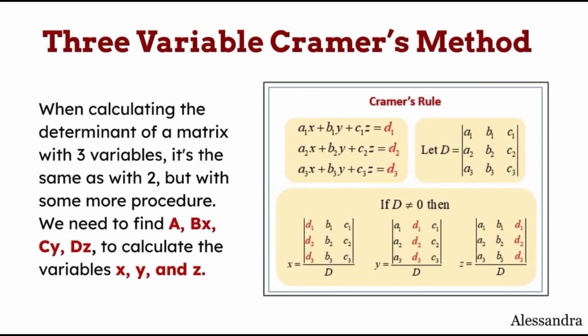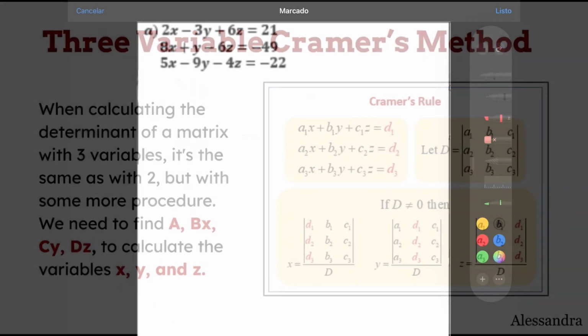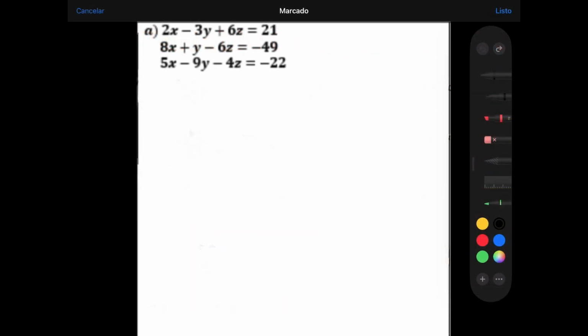So now that we saw the one with two variables, now we're gonna see it with three variables. When calculating the determinant of a matrix with three variables, it's the same as with two, but with more procedure. We need to find A, Bx, Cy, Dz, and to calculate the variables x, y, and z. So here is an example that I'm going to show you how to do.